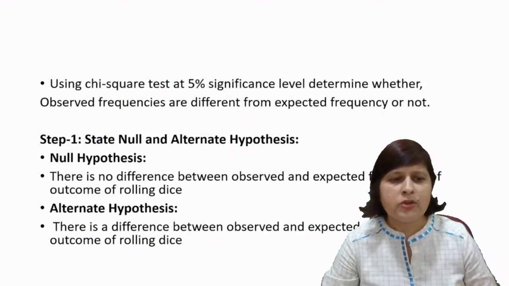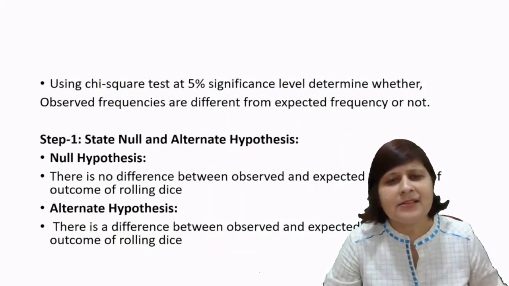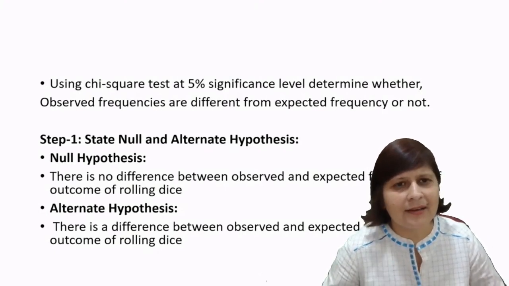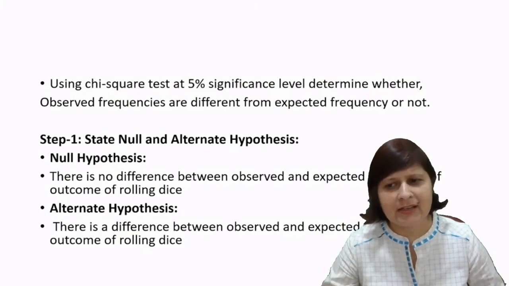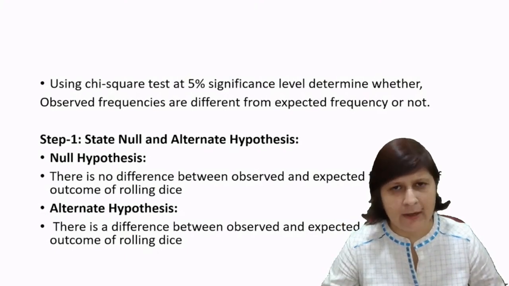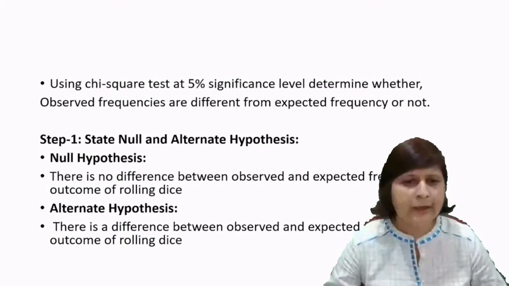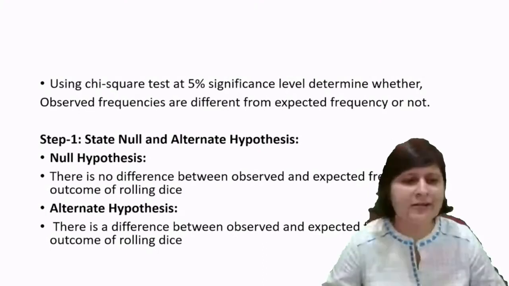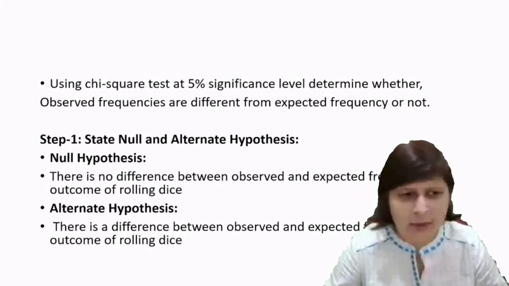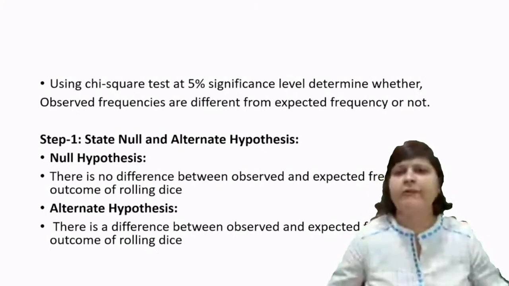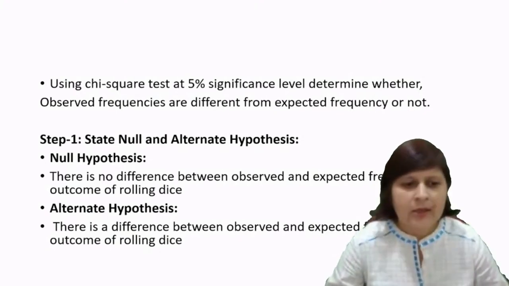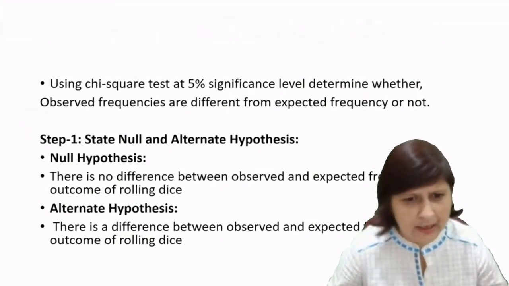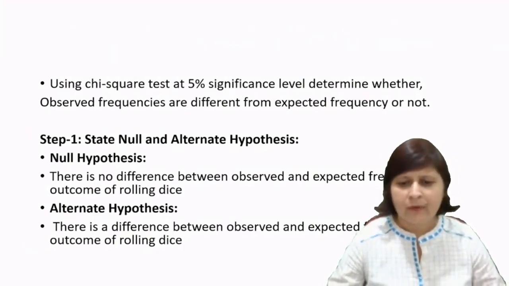I want to use the chi-square test at a 5% significance level, or 95% confidence level. I want to determine whether the observed frequencies are different from expected frequencies or not. Right? I'm 95% confident that there is no significant difference. I want to test it out. So state the null and alternate hypothesis. I have done that.